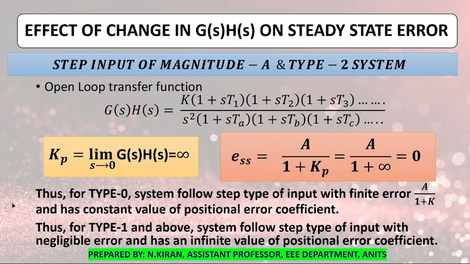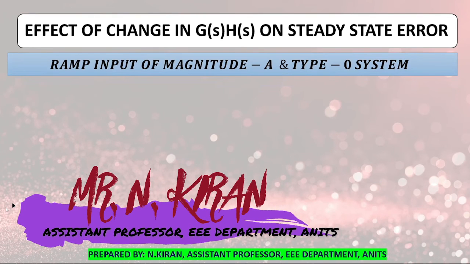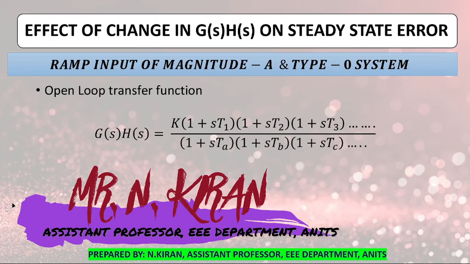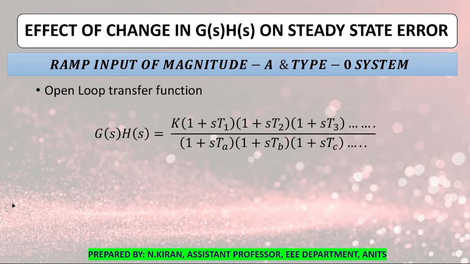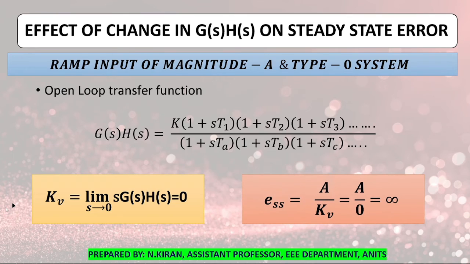Next, let us consider ramp input and a type 0 system. Since it is type 0, there is no S term in the denominator. And here we calculate the value of Kv. We know the expression, that is the limit S tends to 0, S into G of S into H of S. Since there will be an S term in the numerator, obviously Kv value becomes 0 and ESS will become infinity since it is A by Kv.